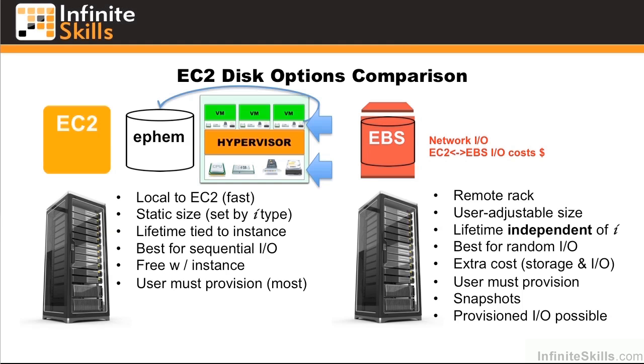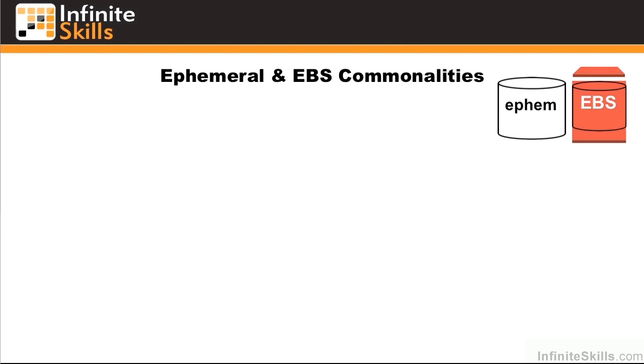One thing to think about, you would think that the EBS volumes are overall slower since they exist in another rack, but because these EBS volumes are so fast, they're actually comparable, in many cases faster, than the EC2 instance store. Let's look at some of the commonalities between these disk types.